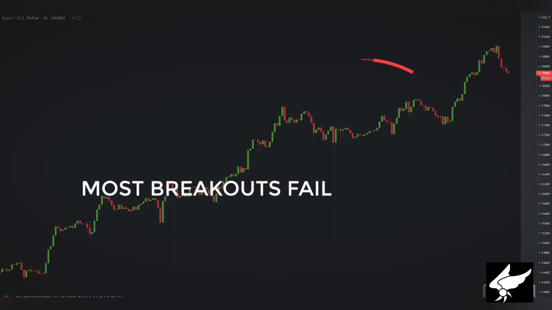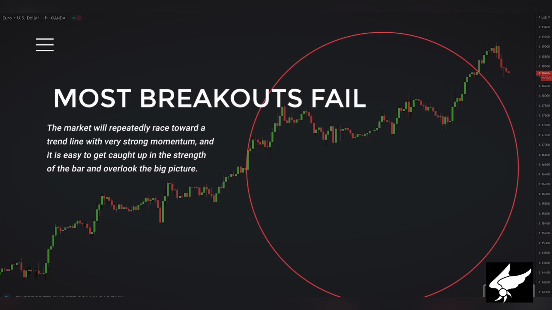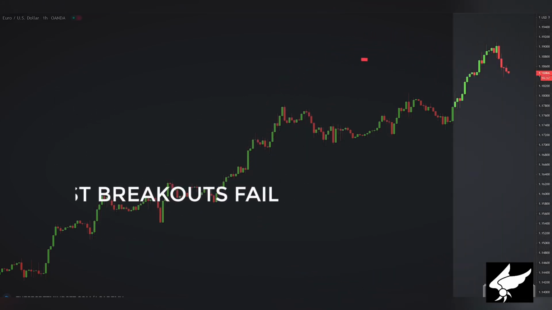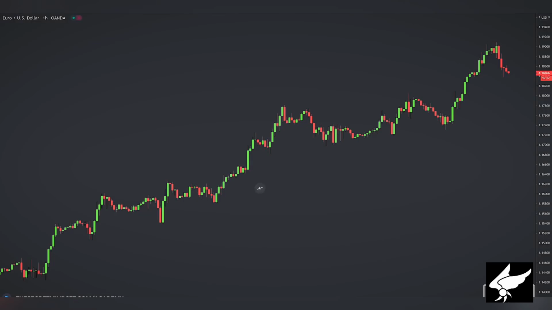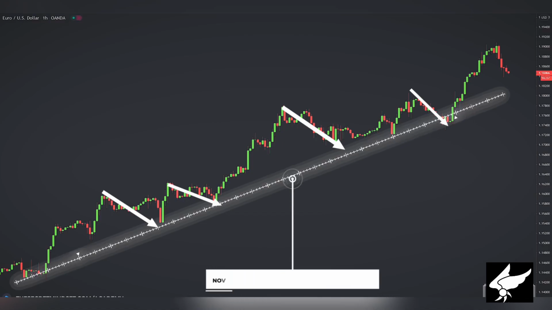One of the most important points that everyone needs to accept as a reality is that most breakouts fail. The market repeatedly races toward the trend line with very strong momentum, and it's easy to get caught up in the strength of the bar and overlook the big picture. For example, when the market is trending up, it has many strong sell-offs that quickly drop to the bull trend line. This makes beginners assume that the market has reversed and they sell just above, at, or below the trend line.